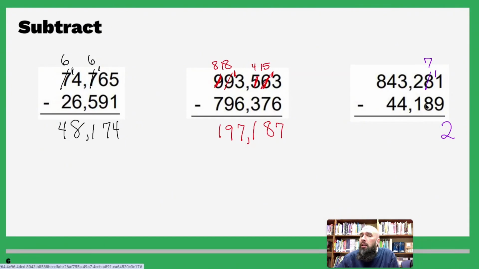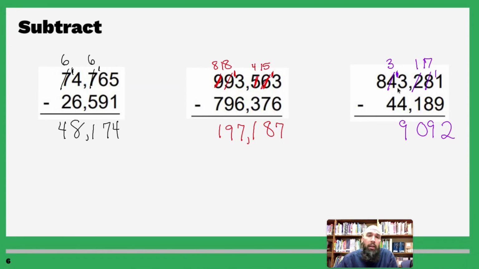7 minus 8 can't do it. So let's borrow 1 from 2 and make it 1 and turn the 7 into 17. 17 minus 8 is 9. Good. On to the next one. 1 minus 1 is 0. Fine. On to the next one. 3 minus 4, can't do it. So we'll borrow 1 from 4 and call it 3 and turn the 3 into 13. 13 minus 4 is 9.